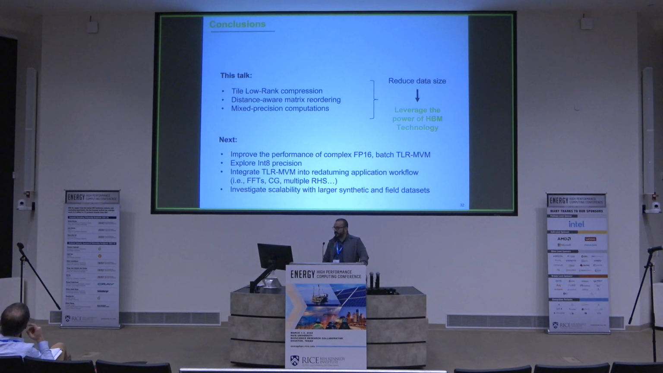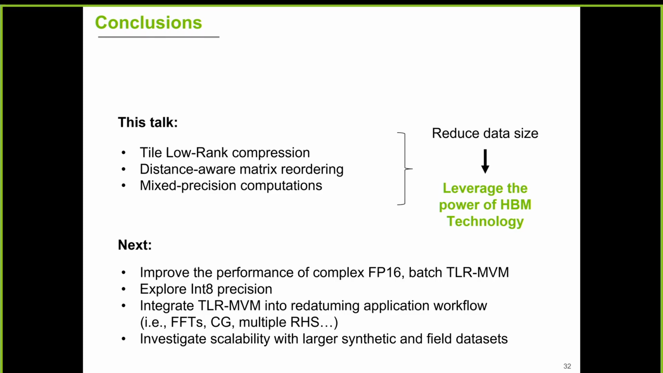All right, conclusion. In this talk, you heard about low-rank compression, how this can really compress the actual data up to 4x. Then we introduced distance-aware matrix reordering that reduces the memory footprint by another 4x factor. And then when we include mixed precision computation, we can get up to 20% performance improvement in terms of time to solution. So, the fact that we reduce data size, we really want to leverage the power of HBM technology on those hardware that I mentioned.